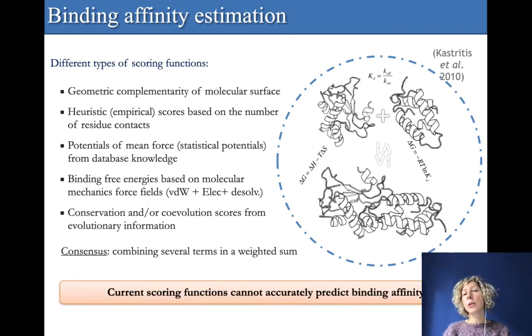So current scoring functions cannot accurately predict binding affinity. They're really struggling, and you may now have very good machine learning methods with very high performance, but it's not clear how they can really generalize to completely new data sets.